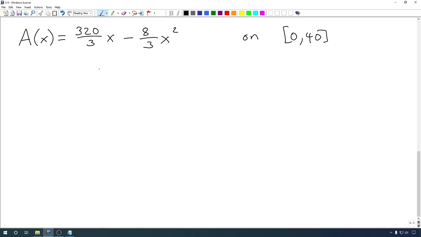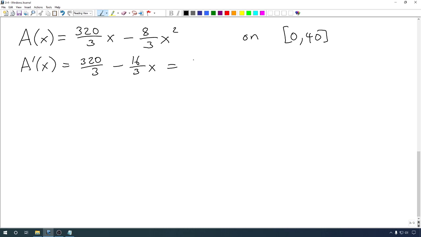What do we do to find that? By using calculus, we found the critical points by differentiating the function. What is the derivative of this function? Well, A prime of x. Here the x goes away. We're left with the 320 over 3. Here we have to pull down the 2, so we actually get 16 thirds times x.